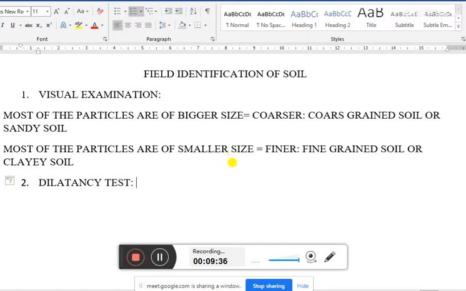Please remember this, that if we have this kind of soil, that is fine grained soil or clay soil, then only we can proceed to the next test, that is dilatancy test.